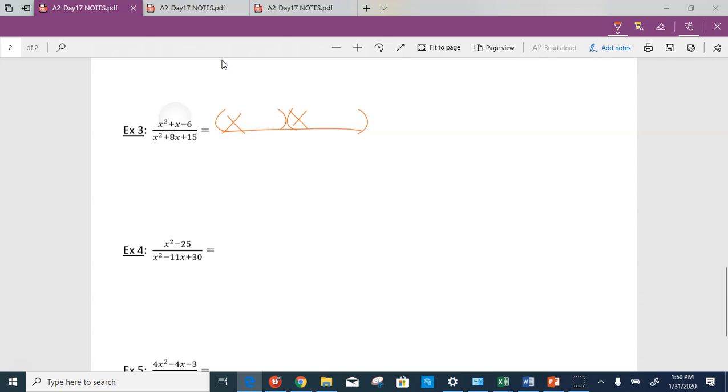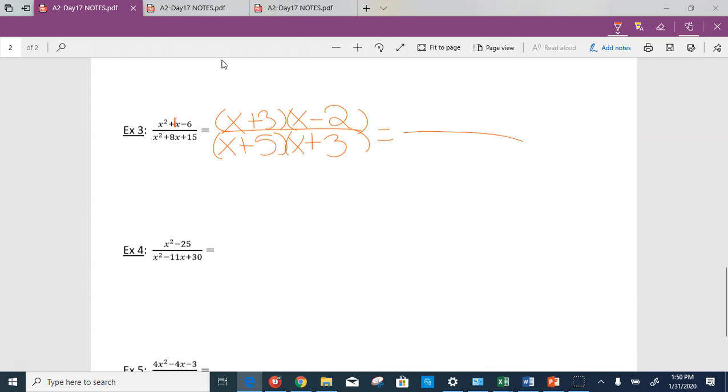That makes me add to a positive 1. I don't know why I said 5. It would be positive 3 and negative 2. Now I need to factor the bottom, the denominator. X times x is x squared. Two numbers that multiply to 15 and add up to 8. Both would have to be positive since I have double positives. That would be 5 and 3.